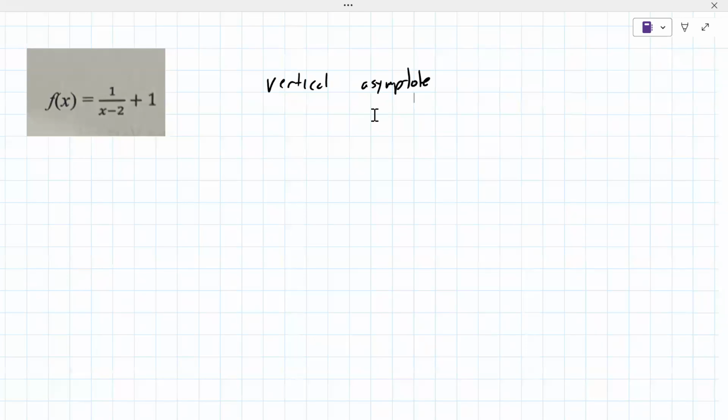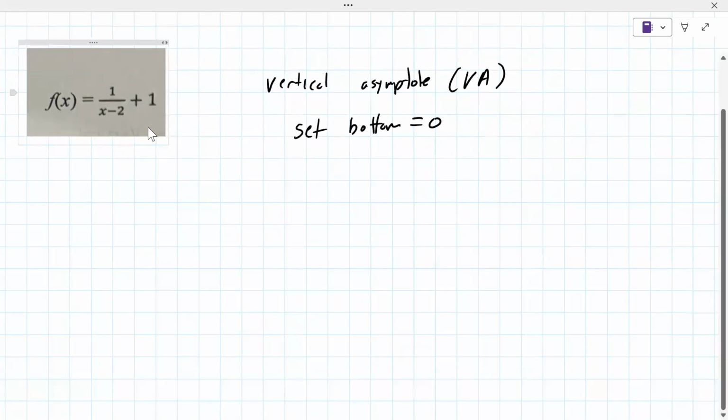Okay, so actually, this is way too complicated. To find the vertical asymptote, which I'm going to refer to as VA, you set the bottom equal to 0. So what is the bottom? What would you consider the bottom? x minus 2. Okay, so I want you to solve this for x, please.